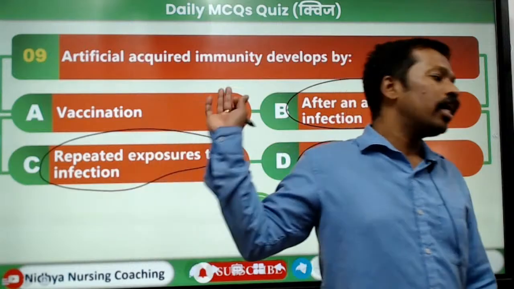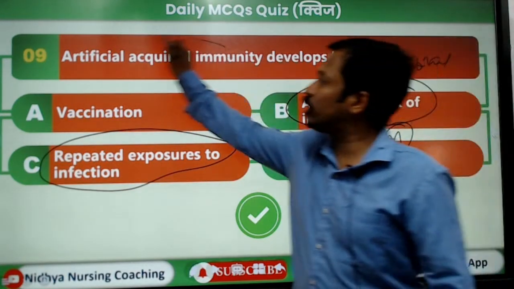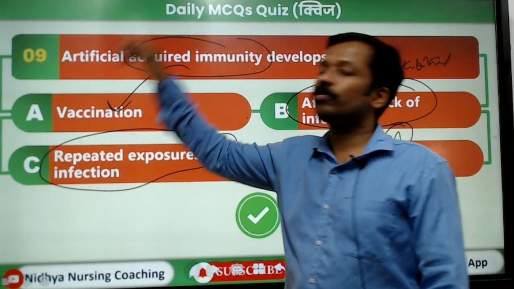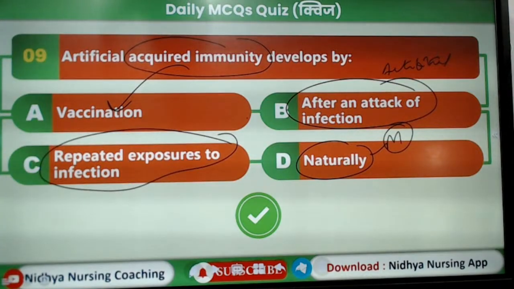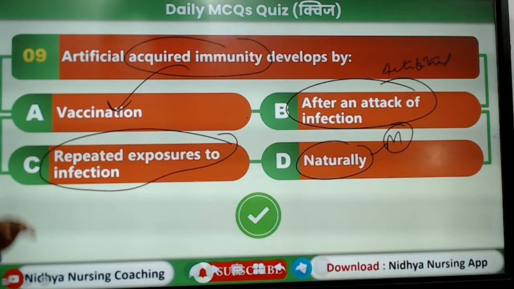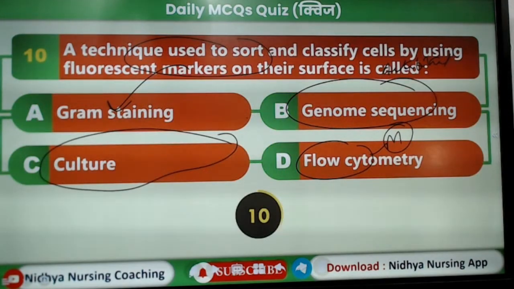So here artificial acquired immunity is related to vaccines. It is vaccine induced immunity. If it is from mother, that is natural. Okay, fine. Next one.